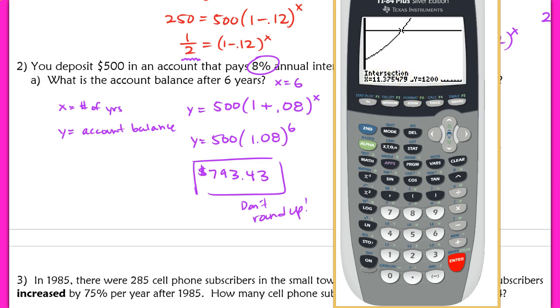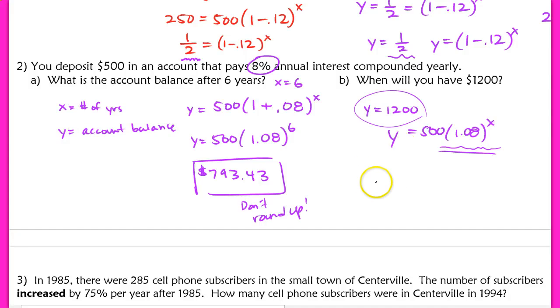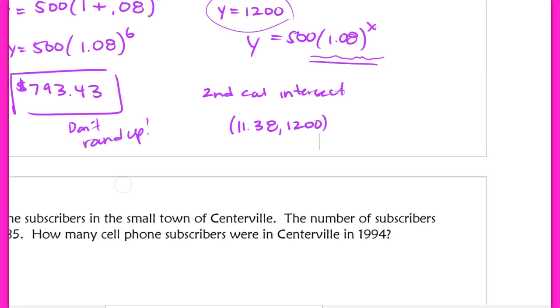So to interpret what that point means, we get the coordinate. And again, I want you to write second calc, intersect. Make sure you're always telling me what exactly you put in your calculator in order to do that. You get the coordinate 11.38, comma 1200. Now that coordinate is saying that you get $1,200 after 11.38 years. Okay, so this is approximately 11 years and 4.5 months. Now to find that 4.5 months, all you need to really do is, this means years, right?